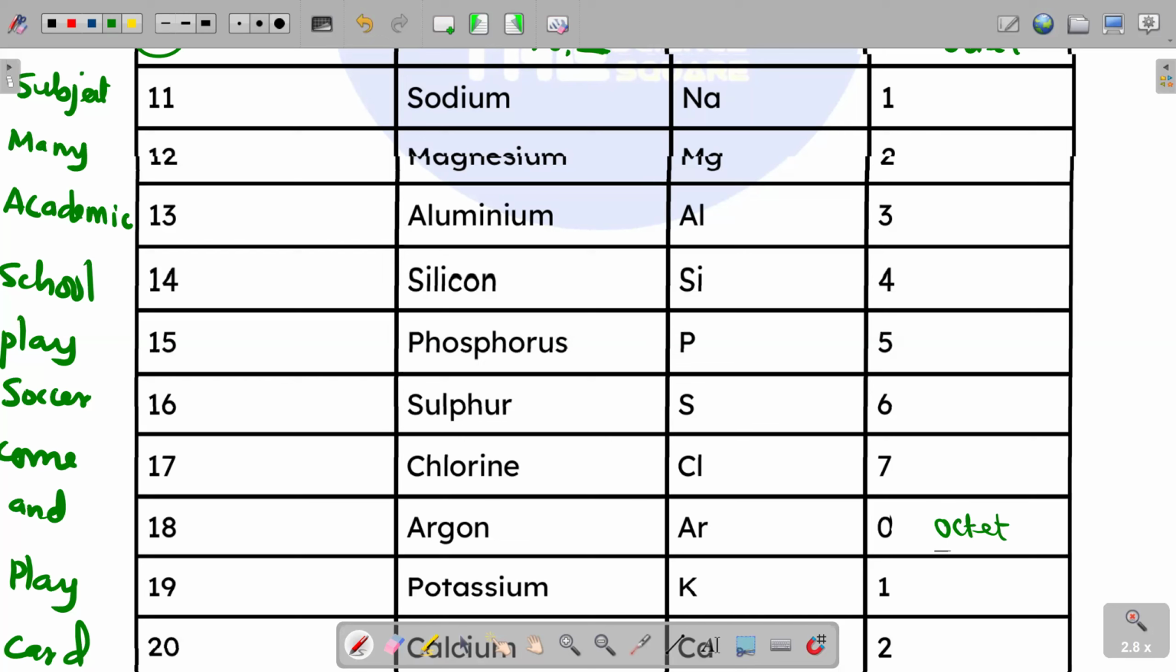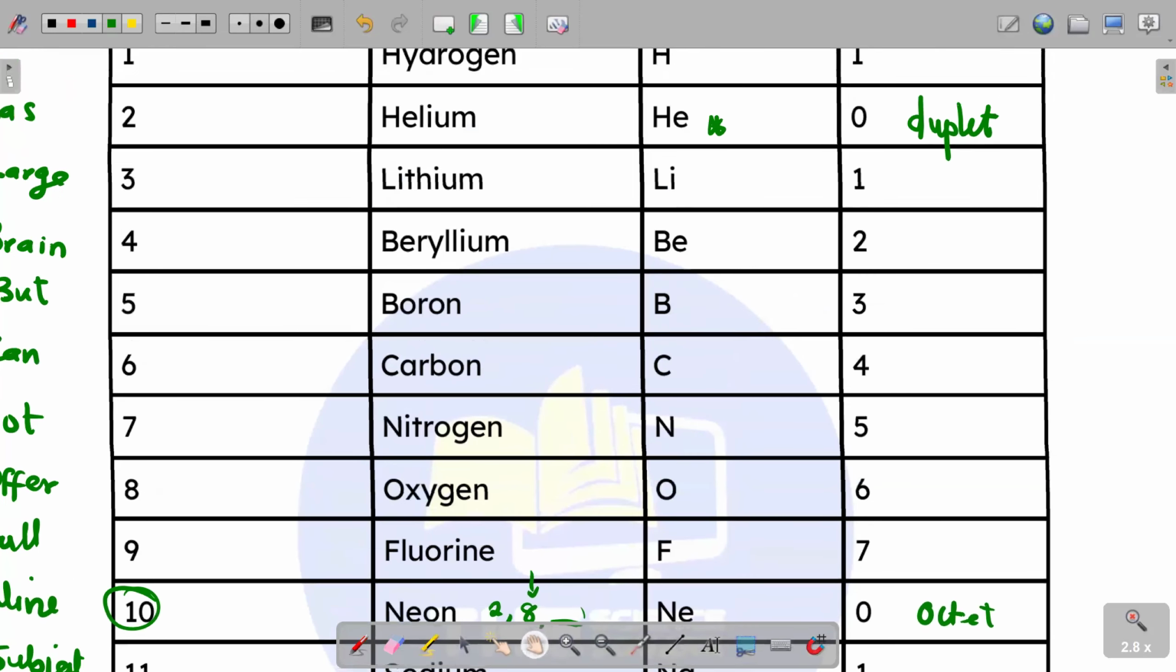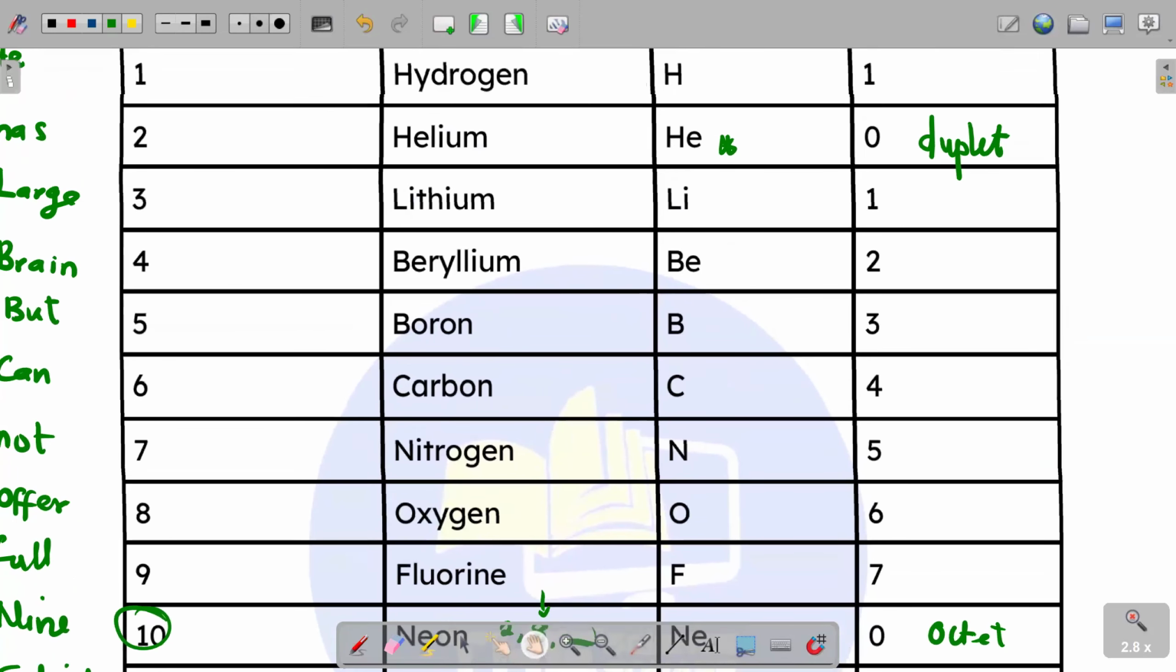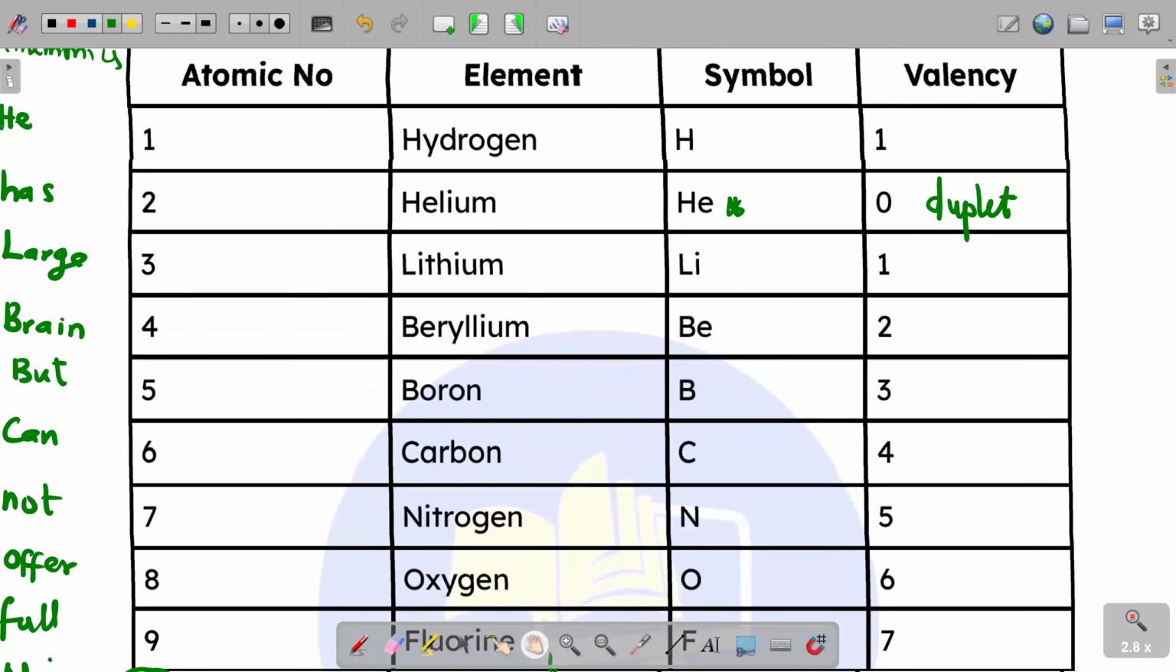of the group zero elements, the noble gases. We call them noble gases, we call them inert gases. Okay, so they have combining power of what? Combining power of 0. Whereas the rest have their combining power from their outermost electron, from their valence electron. So the valence electron is the electron that is available in the outermost shell of that atom of the element.